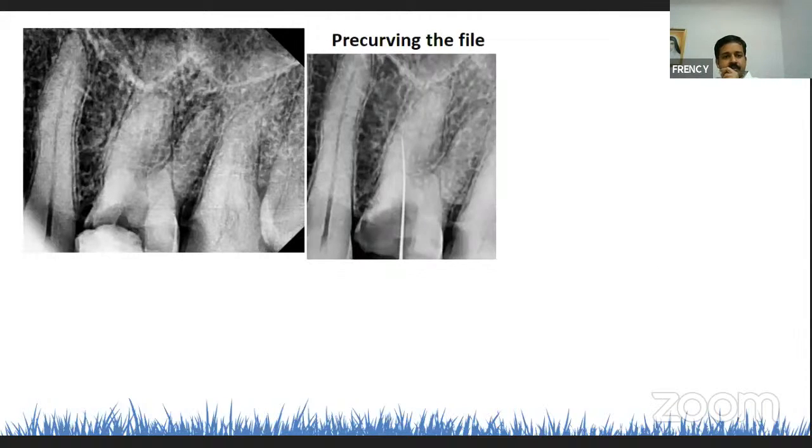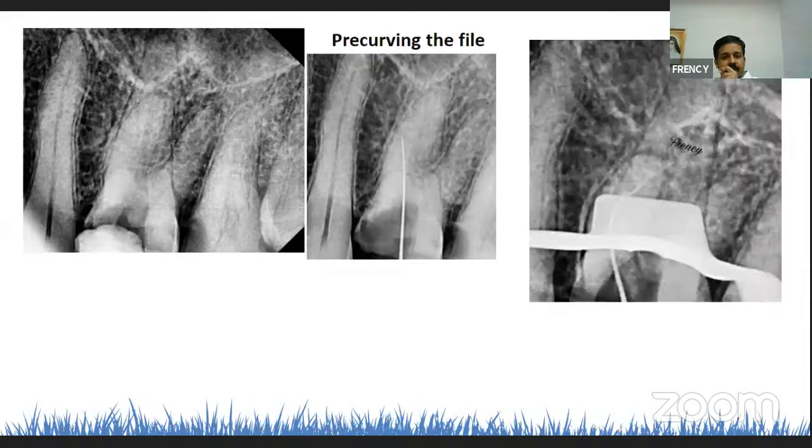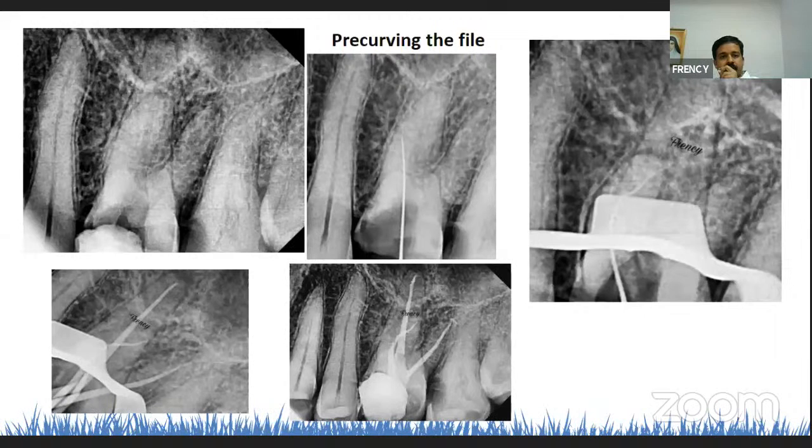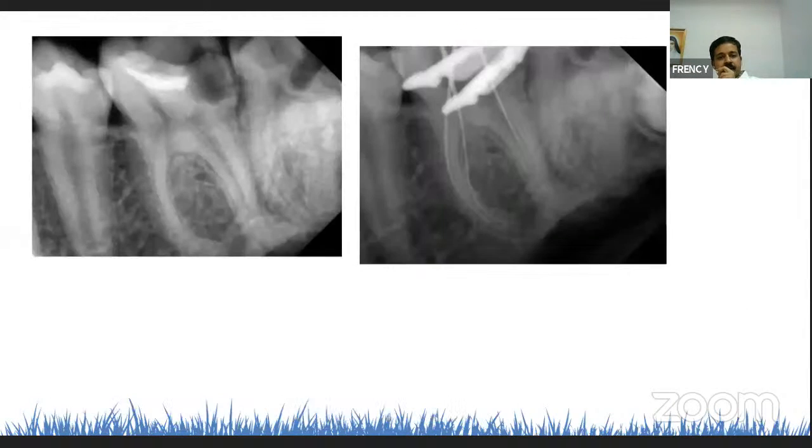I'll share one case. Actually, this was started by one of my friends. There was an MB1 and MB2 canal, but she was not able to negotiate it properly. She was feeling some sudden stop, but with some pre-curving, we could find the mesiobuccal canal into the apical region. Here, you can see a thin slender root in the apical region.